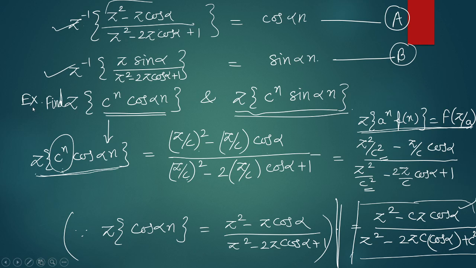Now, here, find the Z transform of c to the power n cos alpha n and Z transform of c to the power n sin alpha n. For this, we apply the change of scale property. That means z is replaced by z by a, but here constant value is c, therefore z is replaced by z by c. Simplify the terms, we get this is the required result.